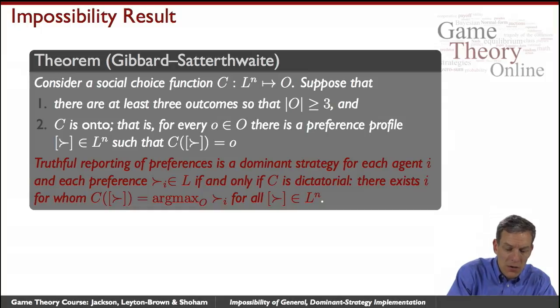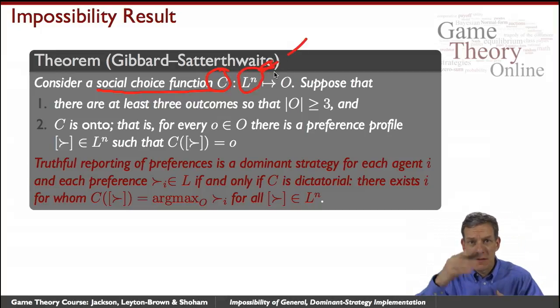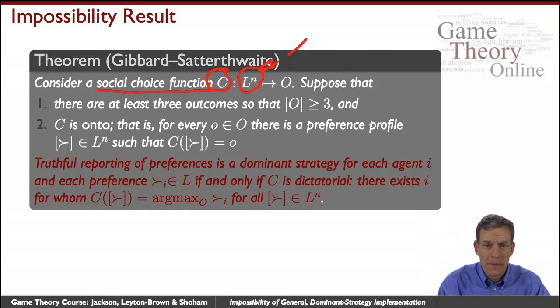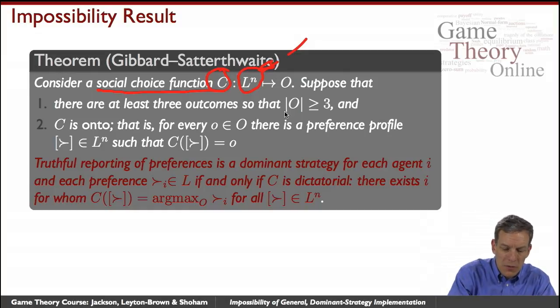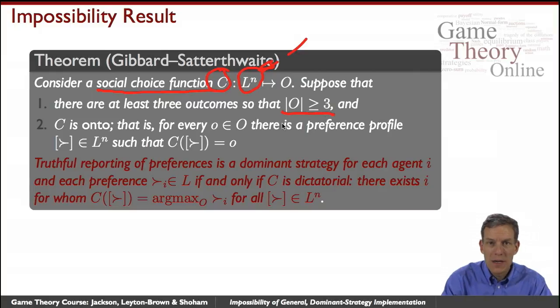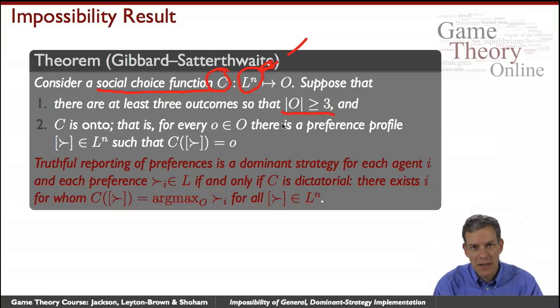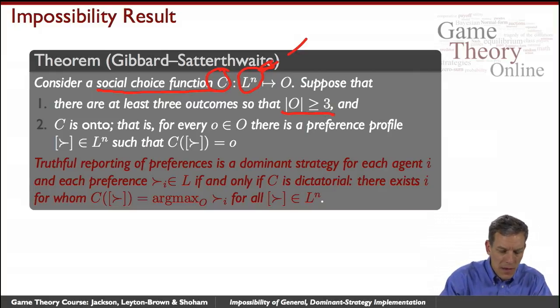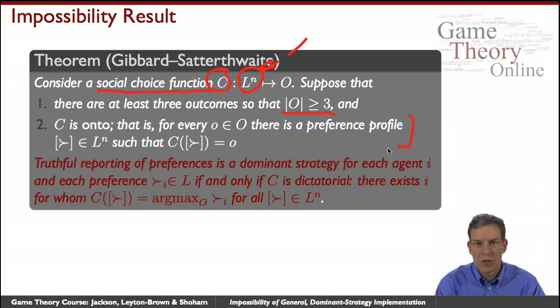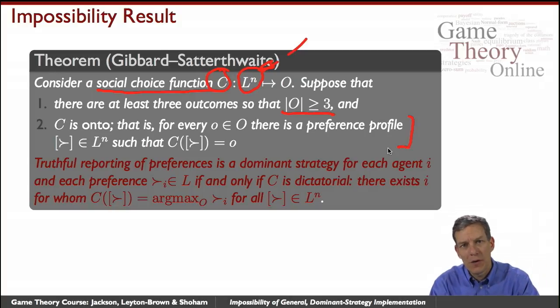So what's the setting here? We've got a social choice function. We'd like to have one that's mapping all possible preferences. So people have linear orders. They can have any strict ranking over candidates. And we are going to look at situations with at least 3 outcomes. So we have at least 3 candidates to choose from. And we're going to also look at a social choice function which is onto. That means for every possible outcome, there is a profile of preferences which gives you that outcome.